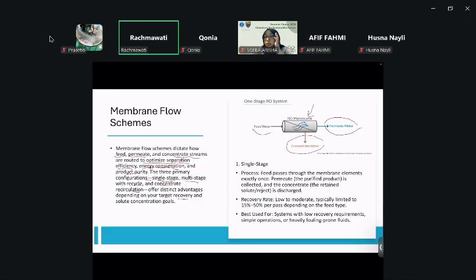In this process, the feed passes through the membrane elements exactly once. That's why it is called single stage. The permeate, the purified product, is collected, and the concentrate, the retained solute, is discharged. If you're using the single stage system, then the recovery rate is low to moderate, typically limited to 15% to 50% per pass, depending on the feed type. It is used, for example, for systems with low recovery requirements, simple operation, or heavily fouling-prone fluids.